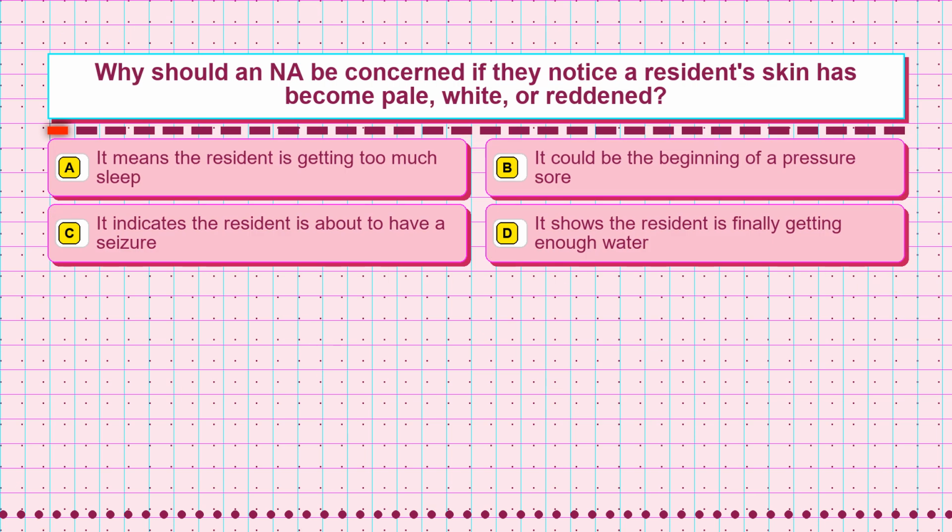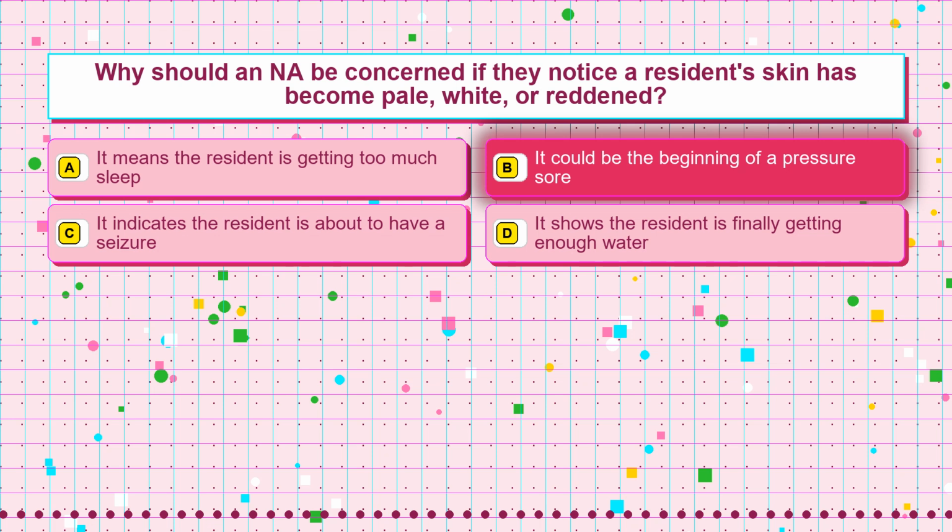Question 5. Why should an NA be concerned if they notice a resident's skin has become pale, white, or reddened? Option A. It means the resident is getting too much sleep. Option B. It could be the beginning of a pressure sore. Option C. It indicates the resident is about to have a seizure. Option D. It shows the resident is finally getting enough water.